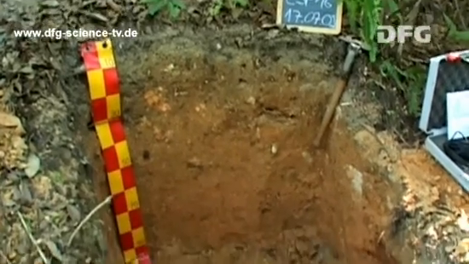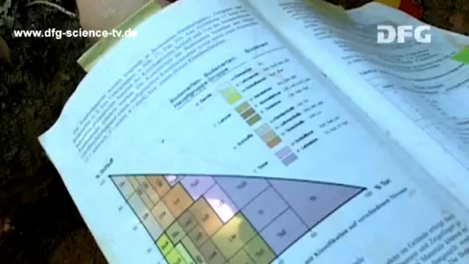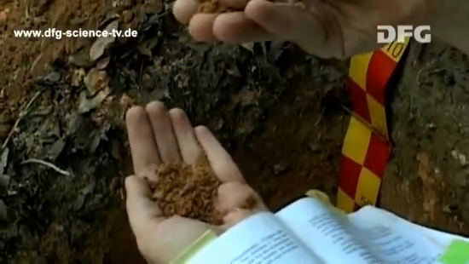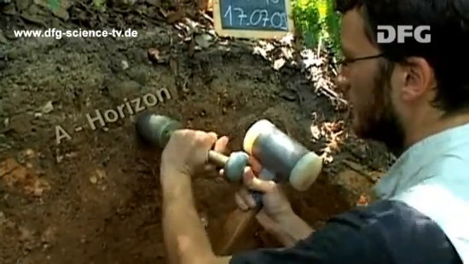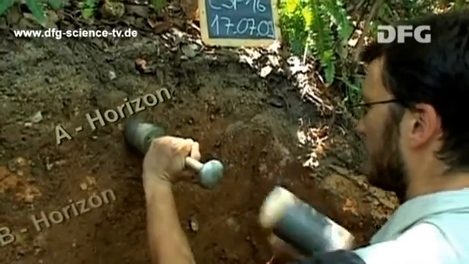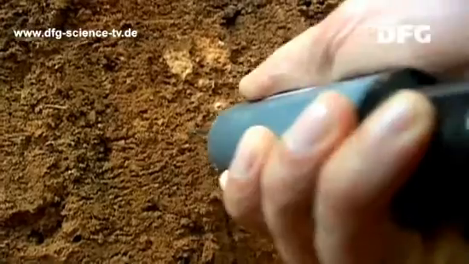They begin by studying the soil, analyzing a soil profile. Soil always consists of various layers, so-called horizons. The uppermost horizon is the A horizon. This is where the humus accumulates. Below this is the B horizon, which is primarily characterized by weathering processes. The C horizon contains the bedrock.